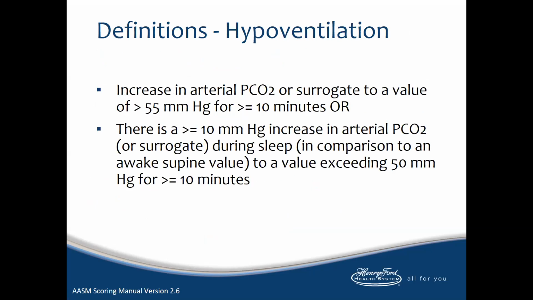Also going to touch a little bit on the hypoventilation criteria. You will need to measure this with arterial blood gases. You can see an increase in the PCO2, or the surrogate value with the transcutaneous PCO2, where you'll see a greater than 55 millimeters of mercury for over 10 minutes, or you can see a greater than 10 increase during sleep compared to a value that's over 50 for 10 minutes. So two different ways to measure that.